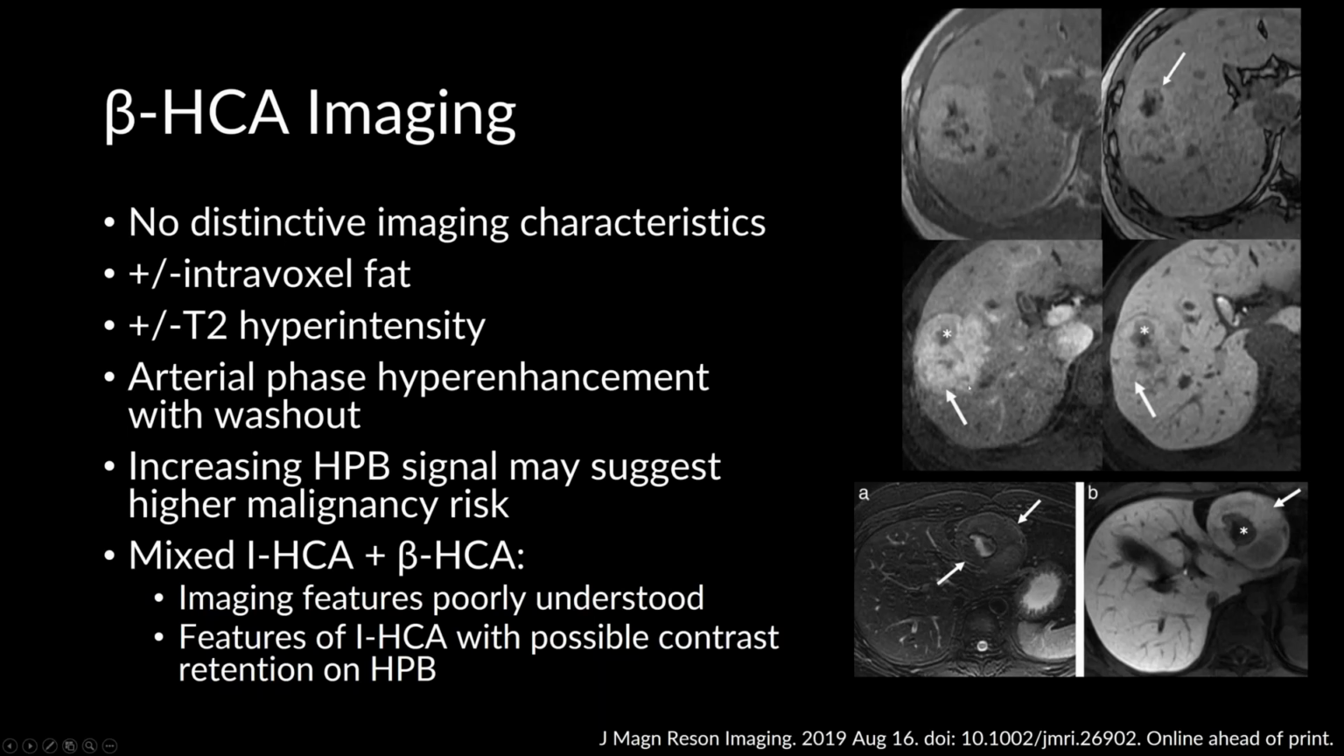And there is arterial hyperenhancement as well as a significant uptake on the hepatobiliary phase, such that it is iso-intense to the background liver on the hepatobiliary phase. Another example from the literature is a lesion that is iso-intense to the background liver on fat-sat T2 with a central scar with also prominent uptake on the hepatobiliary phase.